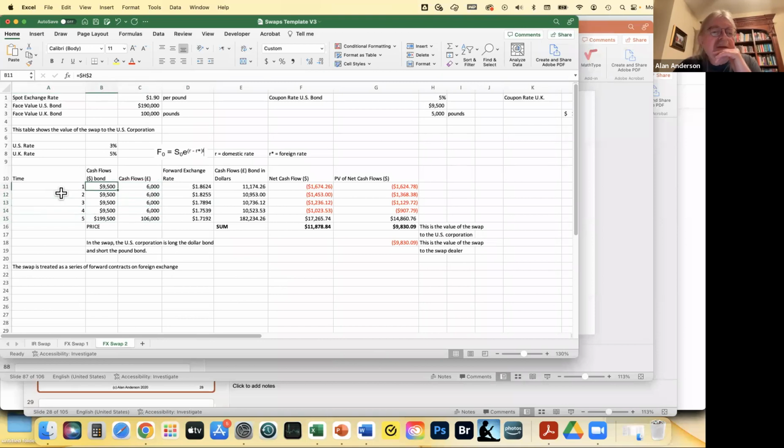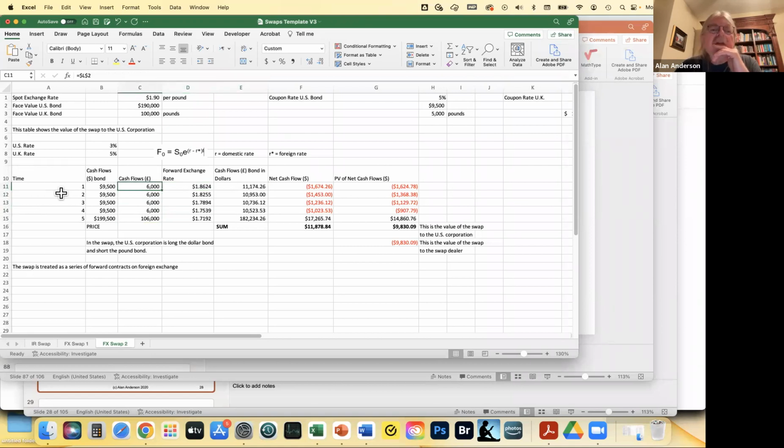So that means we have the actual cash flows in the two currencies. Here's the forward exchange rate. And so what's going to happen here is that we're going to calculate the dollar value of each of these British pound cash flows by converting them into dollars using the forward exchange rate.